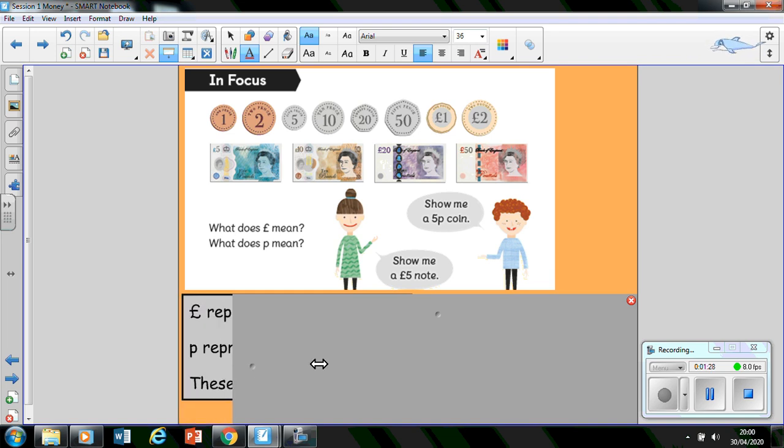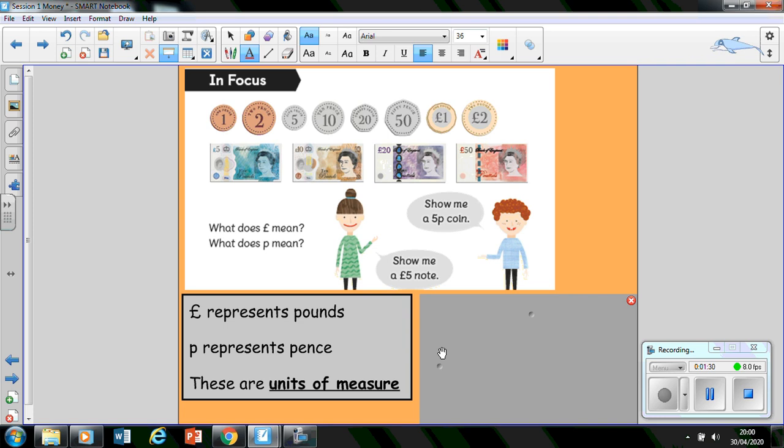Okay, welcome back. We were asking before the video was paused, what does this symbol mean? And here we say that this symbol represents pounds, or the pound. It means the pound symbol. The letter P is also a symbol which represents pence, and it is a unit of measure. So both the pound symbol and the letter P are symbols which represent units of measure to measure money.